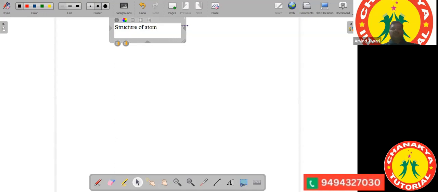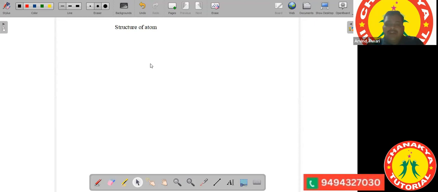So the structure of atom. We had done this structure of atom. So in the structure of atom, we had studied about the discovery of electrons. So what is the other name for the discovery of electrons? Which rays? What were the name of the rays which were discovered during the discovery of electrons?